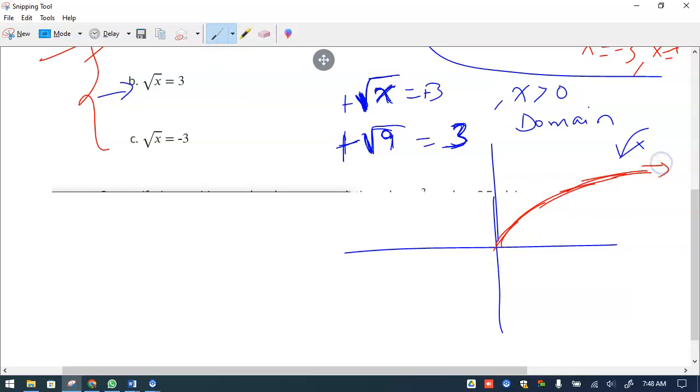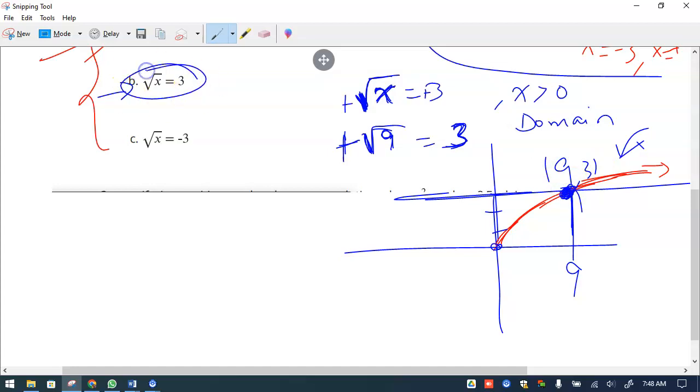And we want to know when this graph equals 3. So suppose there is 1, 2, and 3. So this is how it is. They cross each other, so that means this is 9. So 9 comma 3. This is the only point which satisfies this equation, when x equals 9.